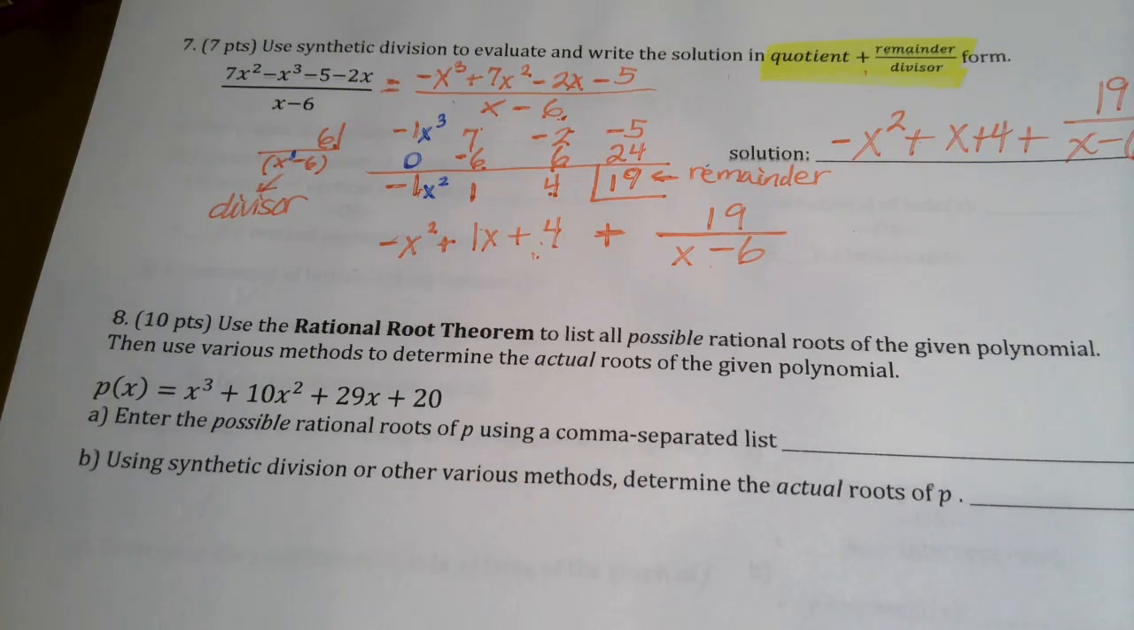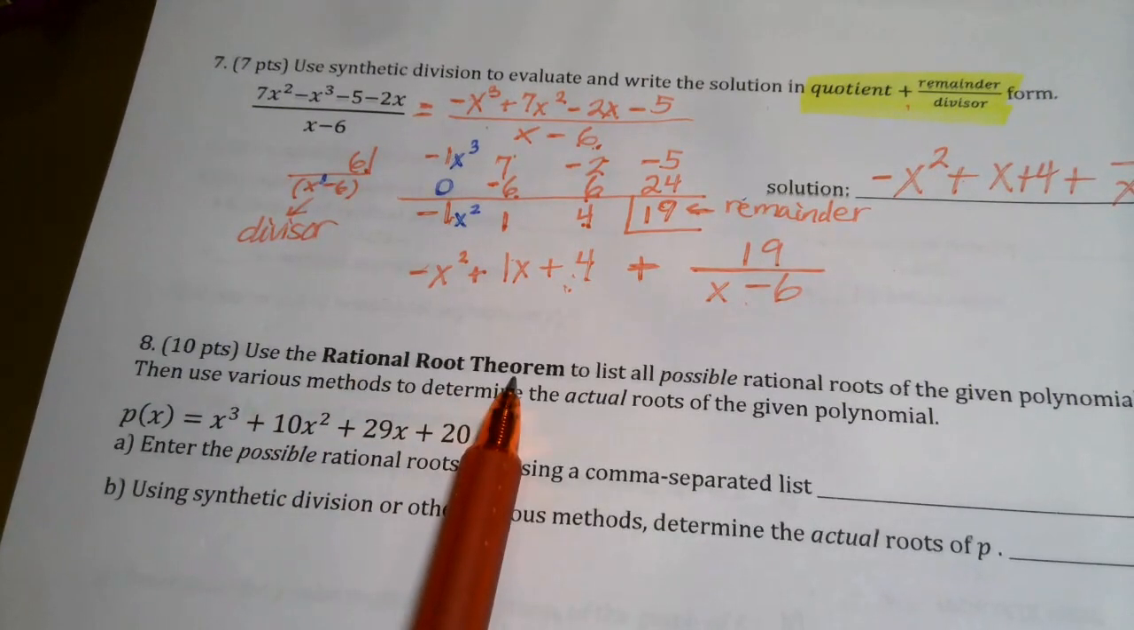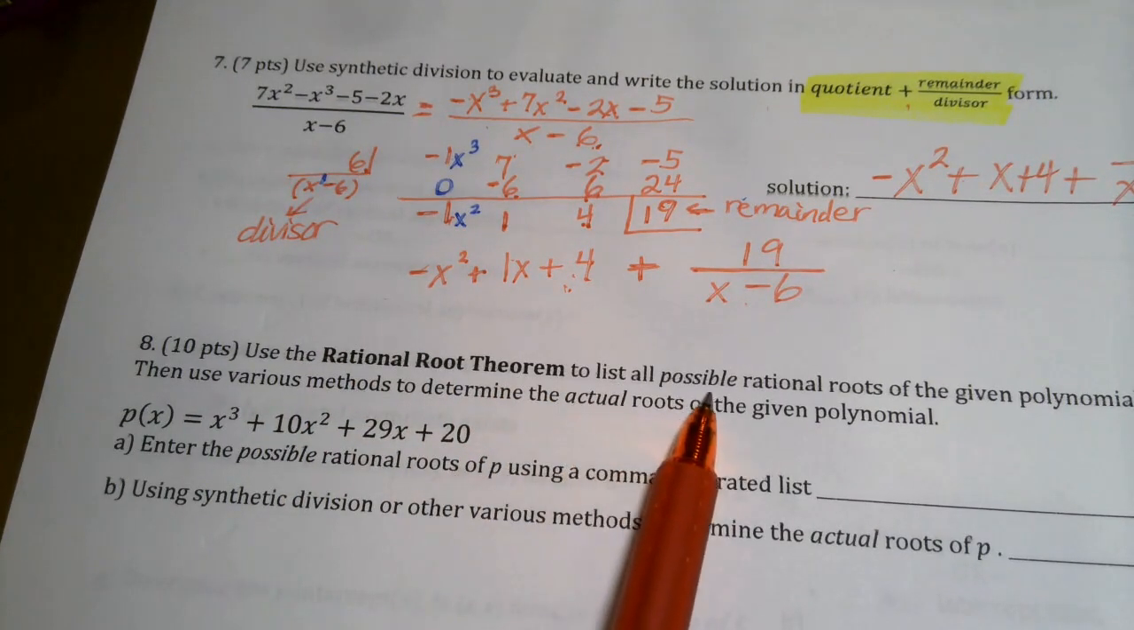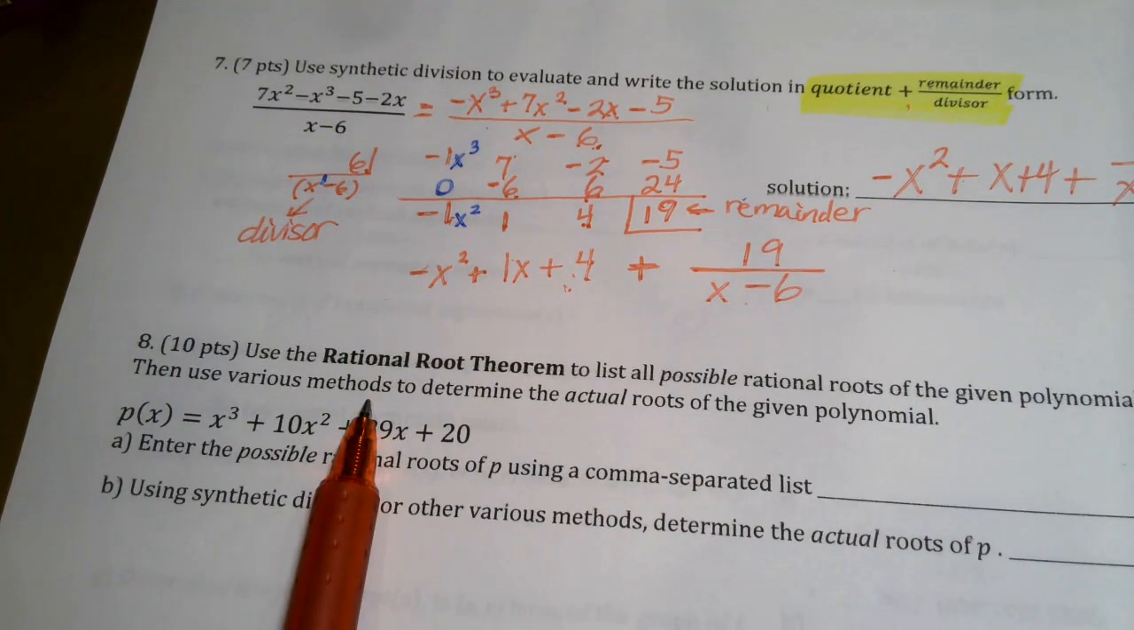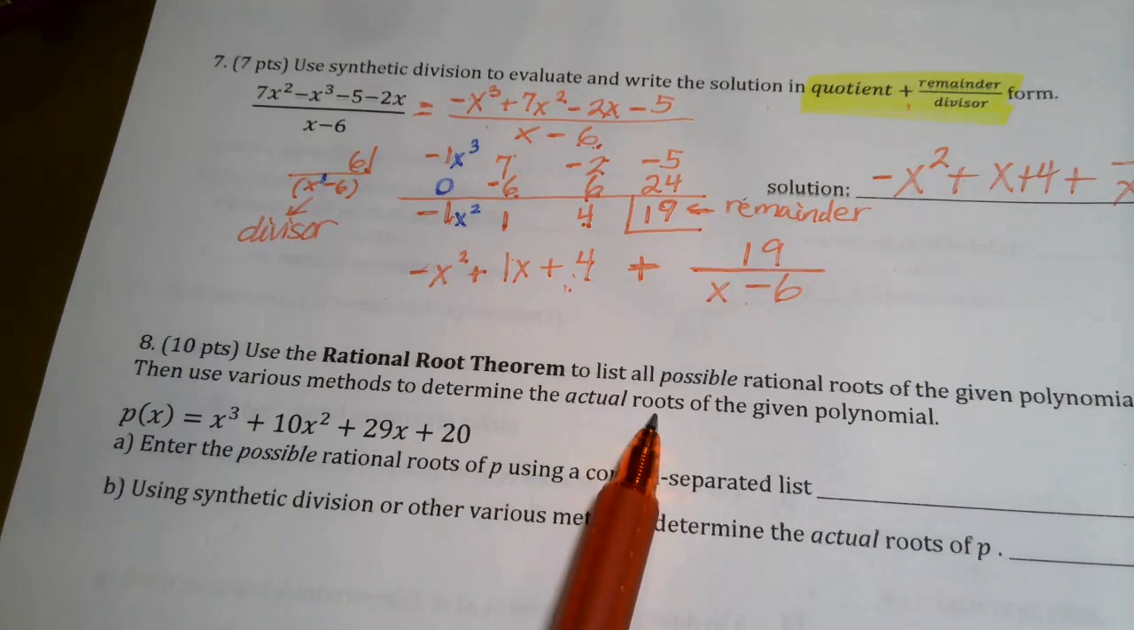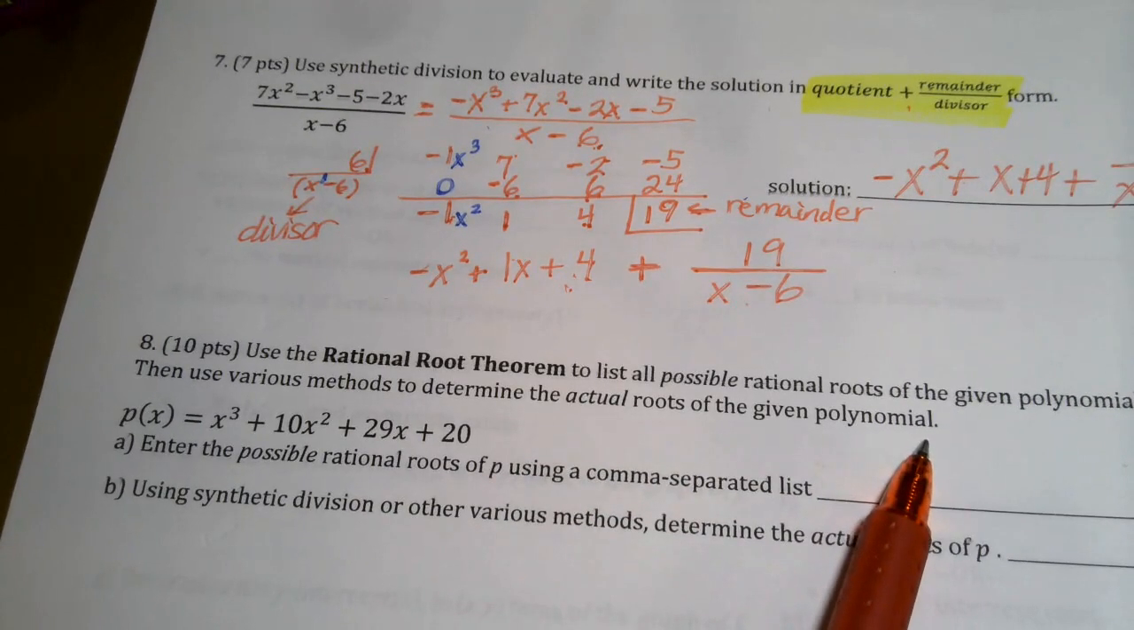Let's use the rational root theorem to list possible rational roots of a polynomial. Let's get started. Use the rational root theorem to list all possible roots of the given polynomial. Then use various methods to determine the actual roots of the given polynomial.